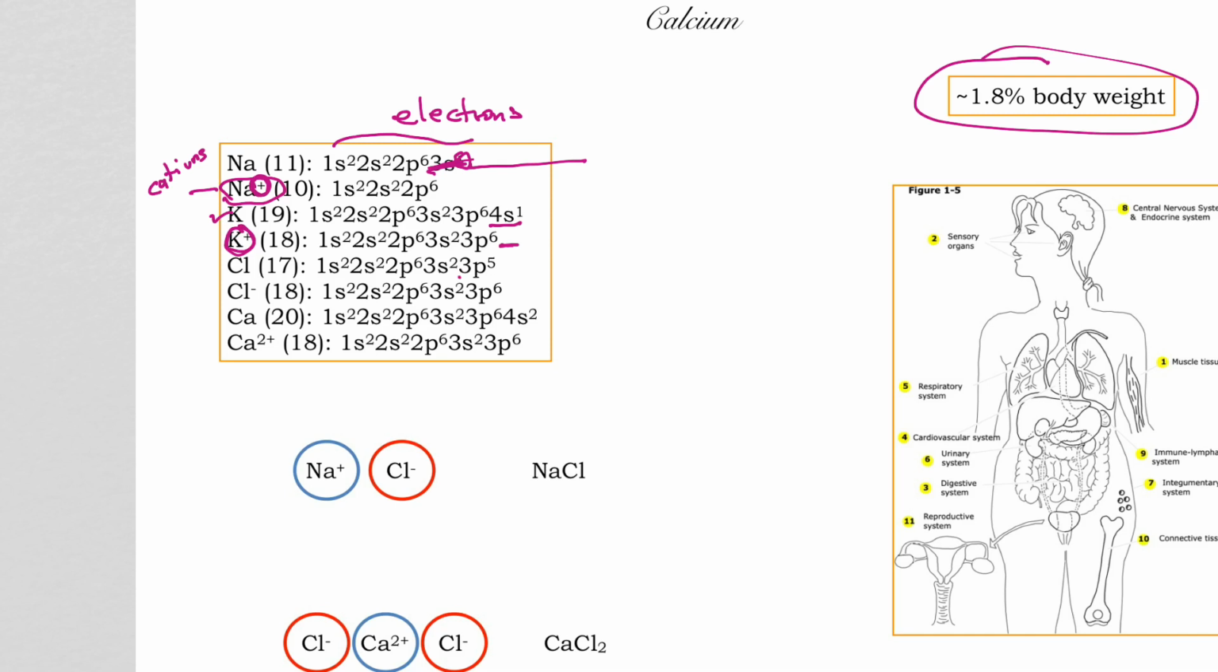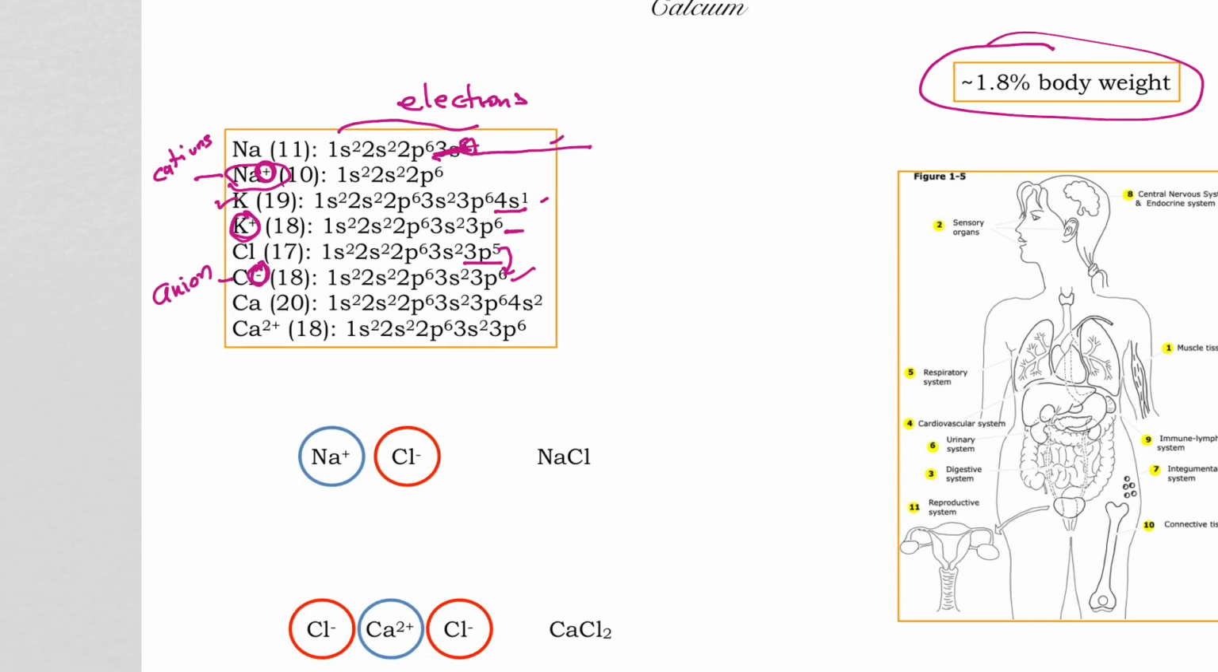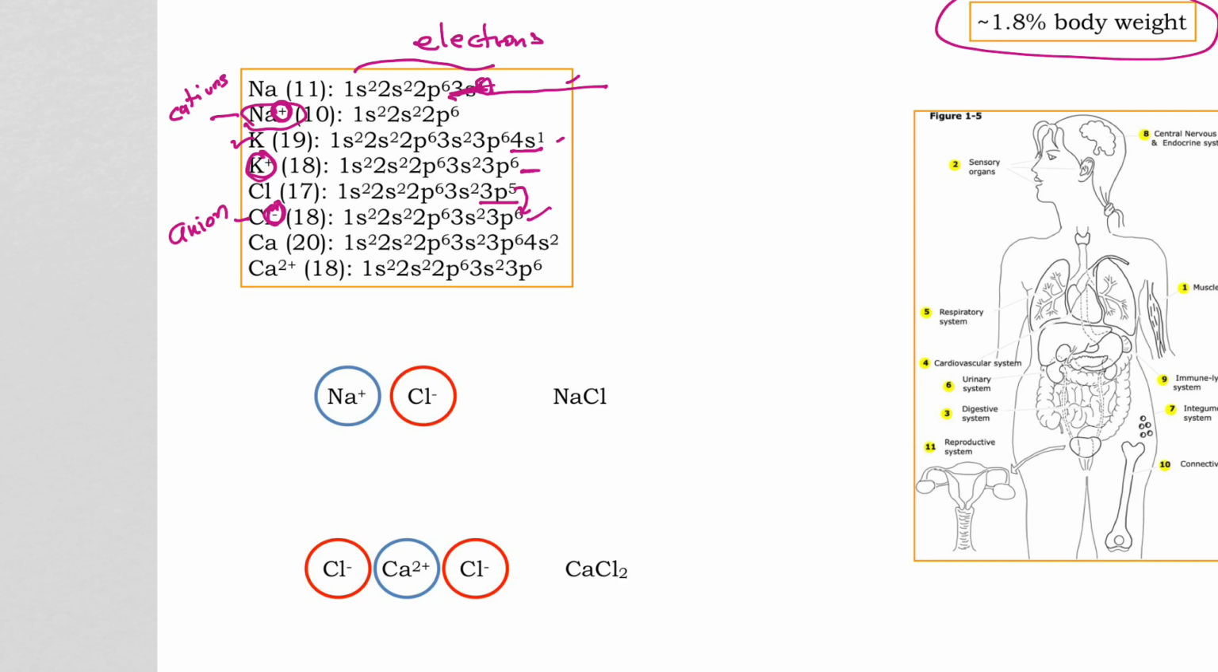Chloride, you can see, is 3p5. If somebody gives chloride an electron, it becomes a chloride anion. You see from 3p5, now it has an extra electron, 3p6. That gives it a negative charge because electrons are negatively charged. This chloride ion is negatively charged, while potassium and sodium are positively charged cations.